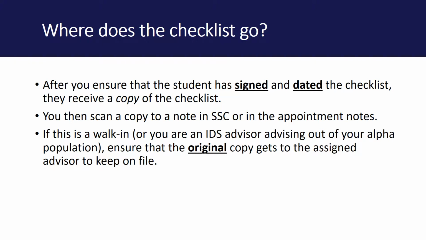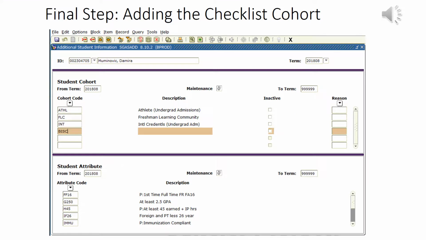And finally, where does the checklist go at the end of the session? So after the student reviews the checklist and signs and dates it, he receives a copy of the checklist, and then you scan and upload a copy to SSC. And if the student is a walk-in, ensure that the original copy of the checklist gets to the assigned advisor to keep on file. The advisor that runs the session should keep a copy for themselves as well, just for their records.